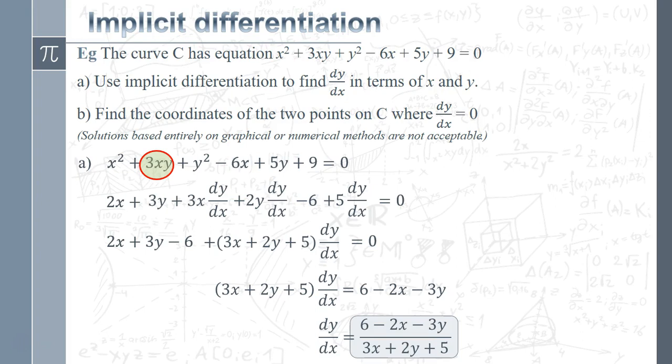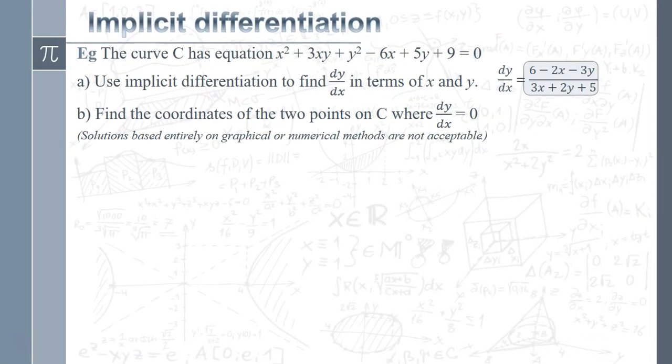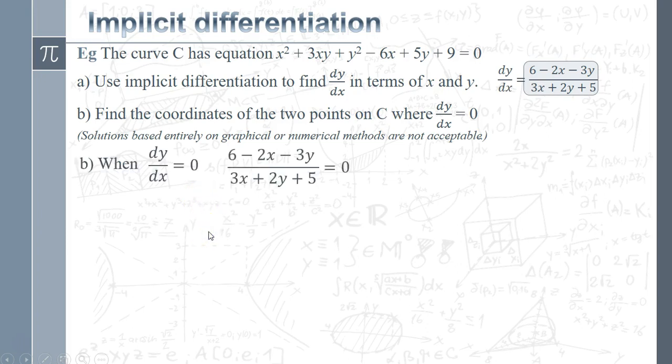Right, there we go. First bit sorted, that's part A done. Let's bash on now into part B, and we're going to use what we had from the previous slide, this thing up here. We need the two points where dy dx equals 0. So when dy dx equals 0, we've got that, and we need to do a bit of solving here.